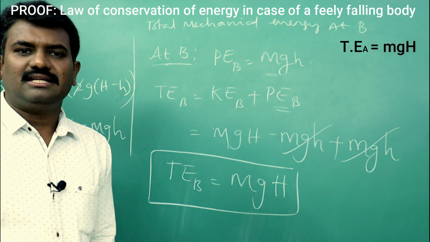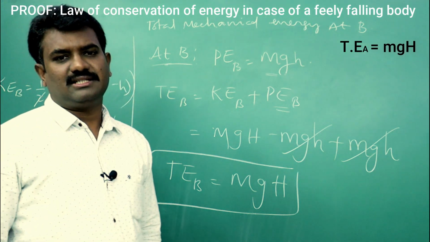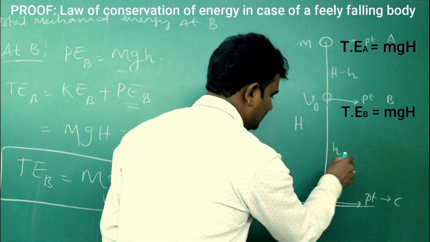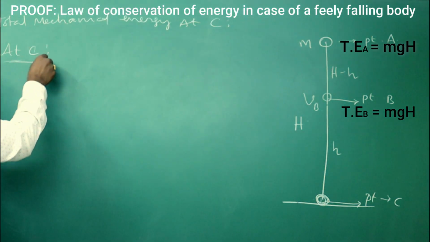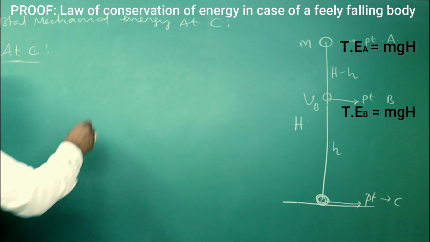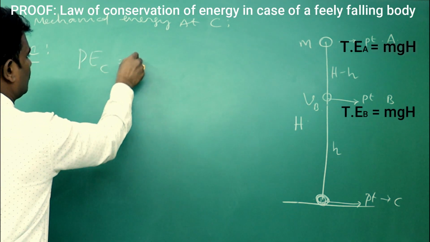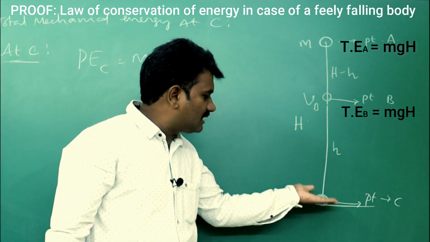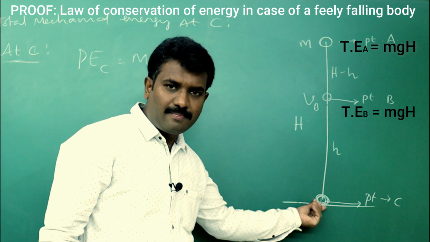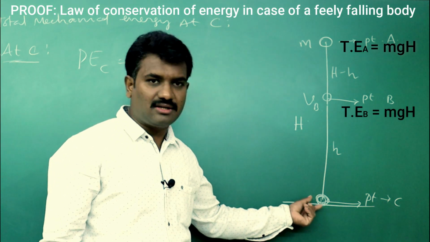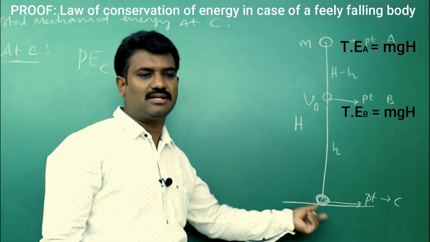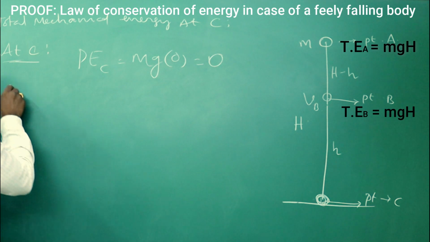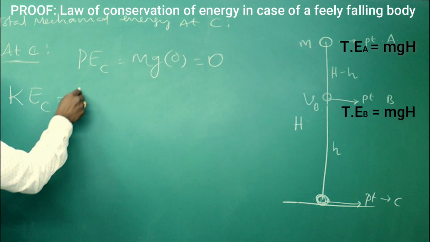Now let us see the total energy at C. Now come to this point C. Where is this C? C is on the ground. At C, the potential energy is equal to how much? mg into height. At what height is it above the earth? 0. Because it is about to touch the ground, means it has almost touched the ground. That's why it is 0. Now let us study the kinetic energy at C.